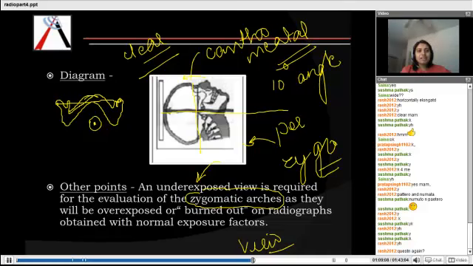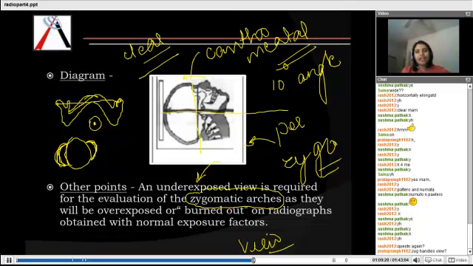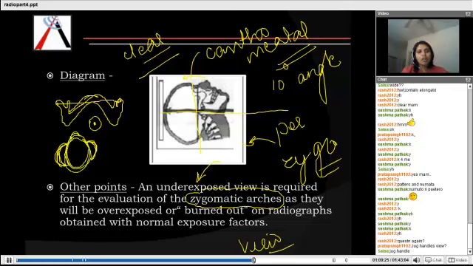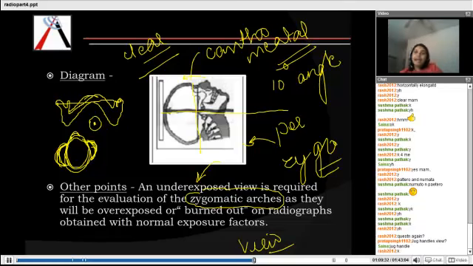What is the name of that particular view? This is submental vertex we are talking about, but when we take an underexposed view to expose the zygomatic arches, that view is called a jug handle view. You can imagine it's a nice space that looks like the body of the jug, and the zygomatic arches look like the handles of the jug. That is why it is called the jug handle view. So jug handle view is nothing but another name for submental vertex.